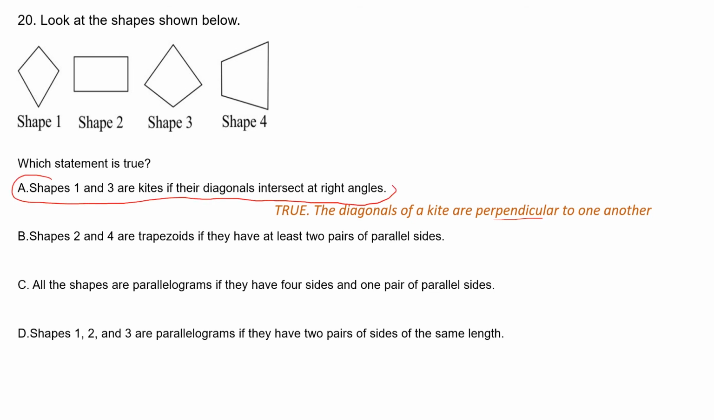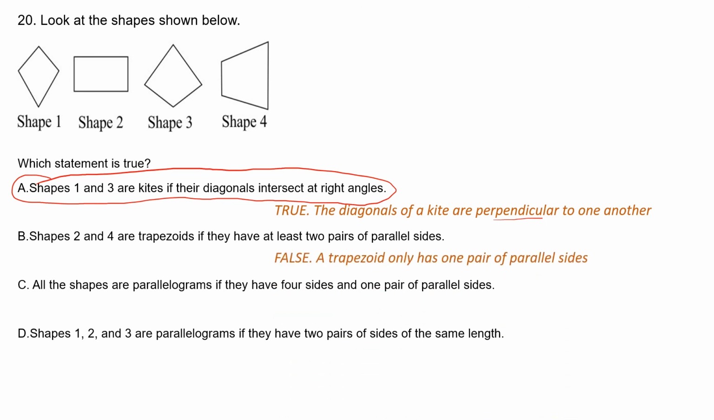But again, just going to keep going for a review. B, it says 2 and 4 are trapezoids if they have at least 2 pair of parallel sides. Remember, a trapezoid only has 1 pair of parallel sides, so that is false. C, it says all these shapes are parallelograms if they have 4 sides and 1 pair of parallel sides. False, a parallelogram must have 2 pair of parallel sides.